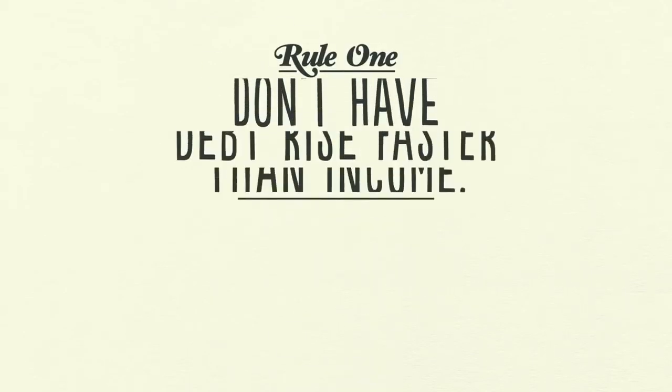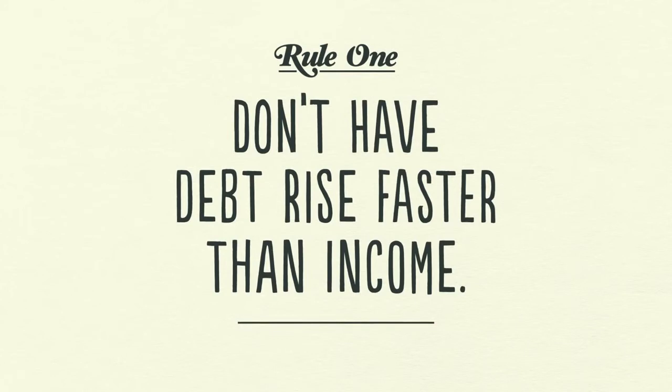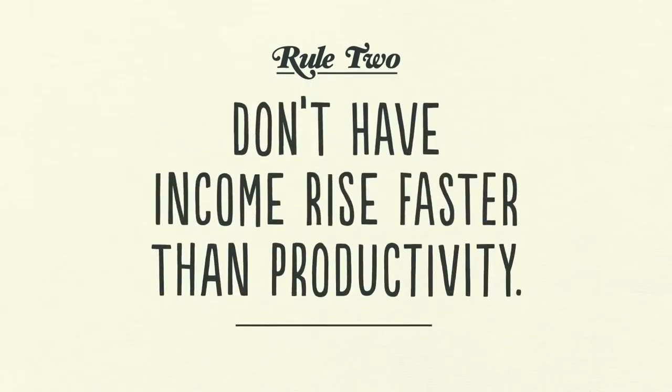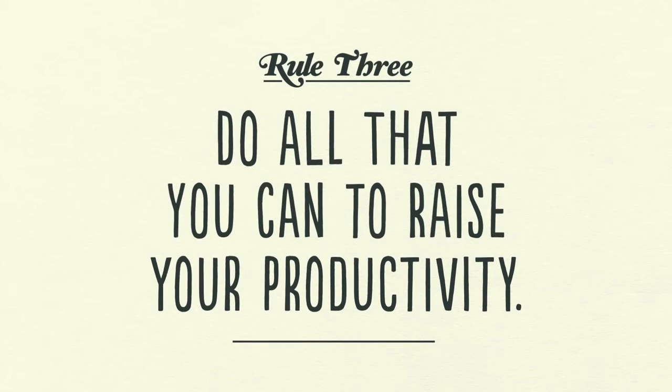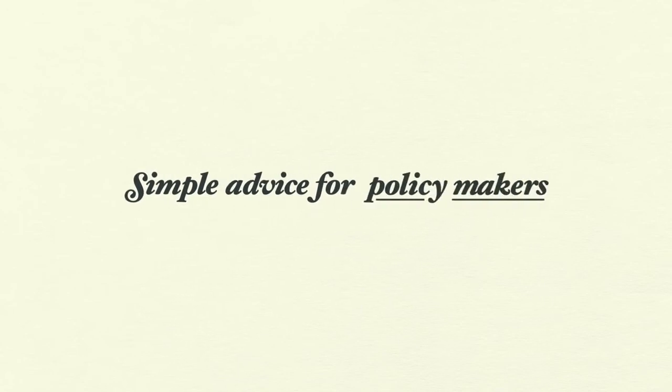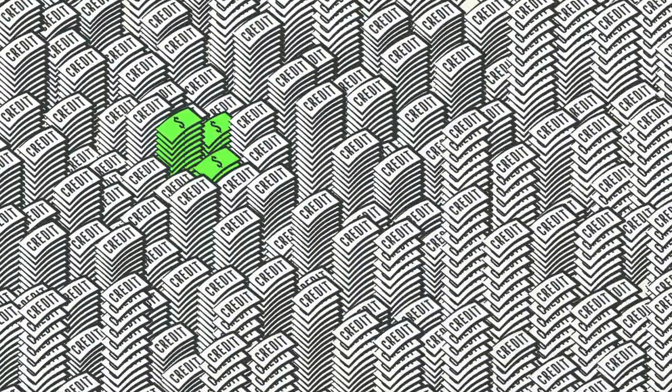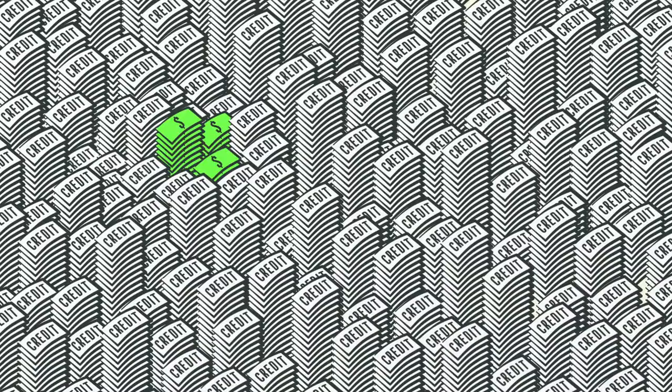First, don't have debt rise faster than income, because your debt burdens will eventually crush you. Second, don't have income rise faster than productivity, because you'll eventually become uncompetitive. And third, do all that you can to raise your productivity, because in the long run, that's what matters most. This is simple advice for you, and it's simple advice for policymakers. You might be surprised, but most people, including most policymakers, don't pay enough attention to this.